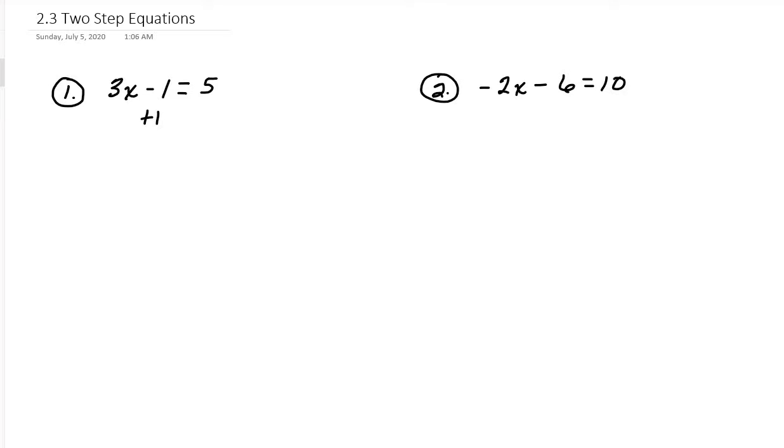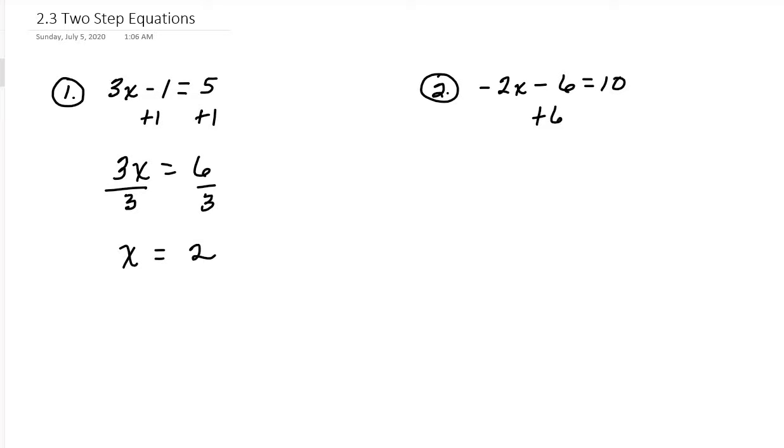So your order of operations, please excuse my dear Aunt Sally, says you do addition and subtraction last. But that's where we're going to start when we're solving the equations. And we undo the subtracting 1 by adding 1. So I get 3x equals 6, and then divide both sides of my equation by 3, and I get x equals 2.